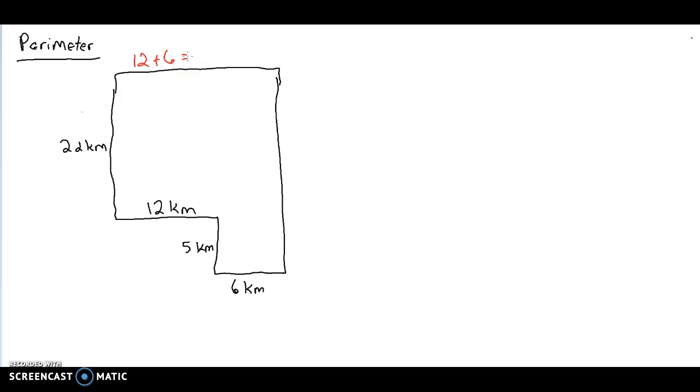Alright, so we know that this side has to be those two sides added together because it's going to be the same length in total. So 12 plus 6 means we know that it's 18 kilometers.